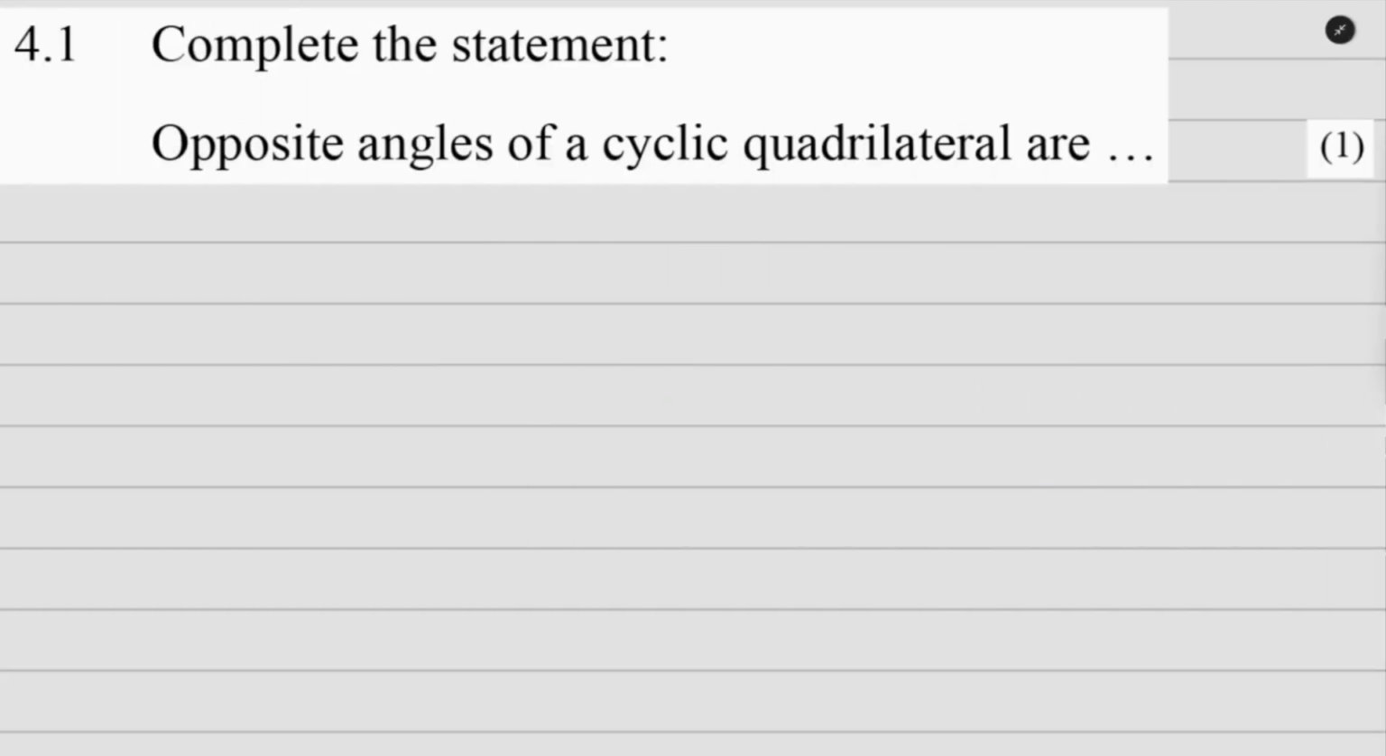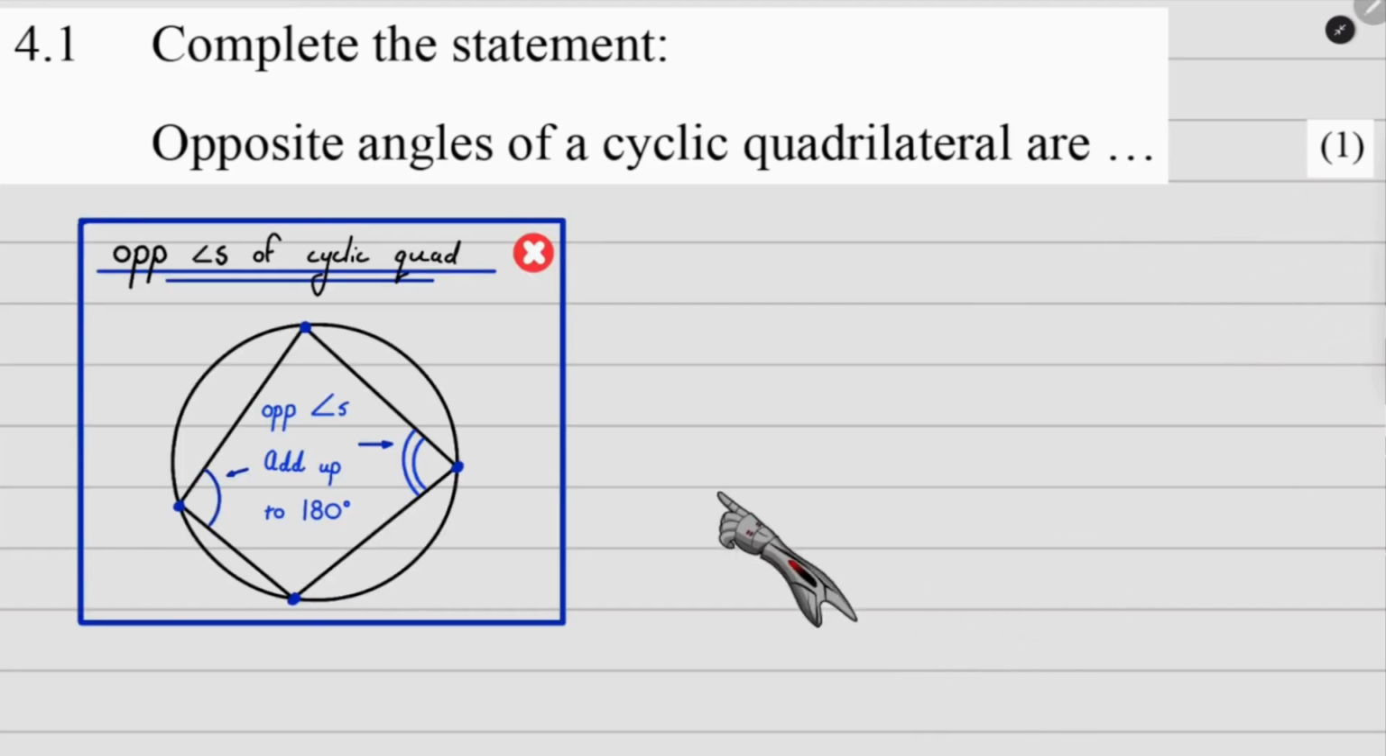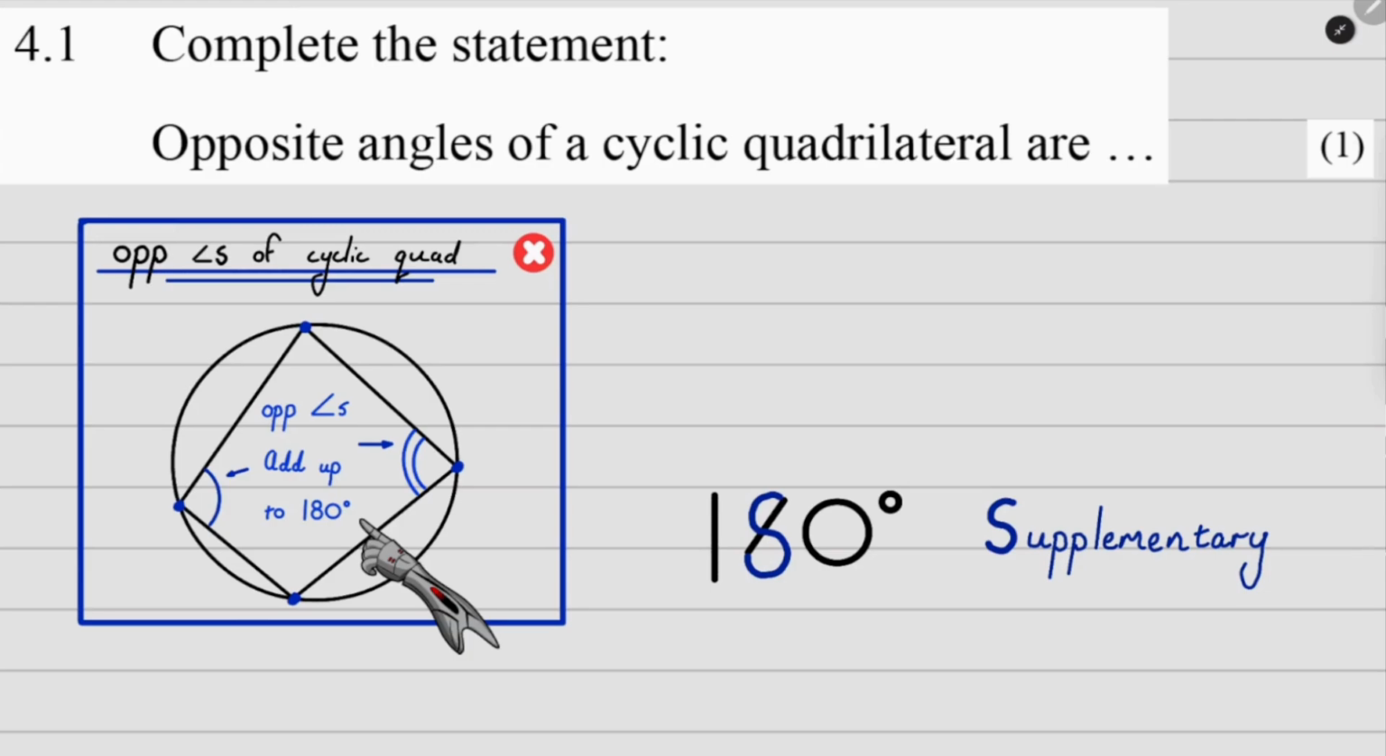Coming in hot with the Euclidean geometry, I need to complete the statement. Opposite angles of a cyclic quadrilateral are... Now, they're testing a certain theorem. They're asking, do you know that the opposite angles of a cyclic quad add up to 180? And there is a shorter way to say that. We can say that they are supplementary.